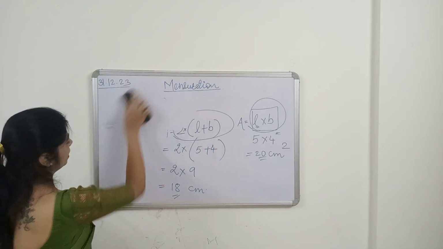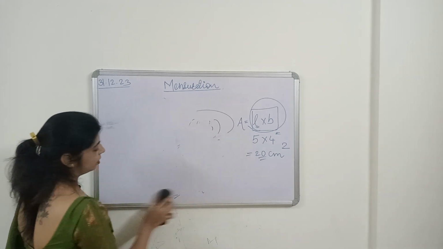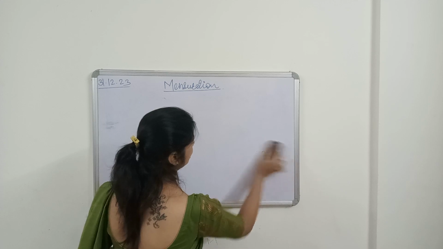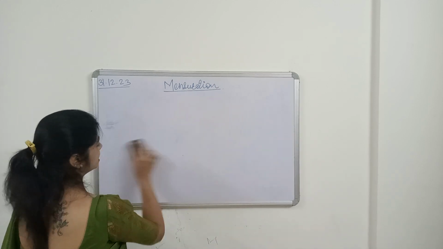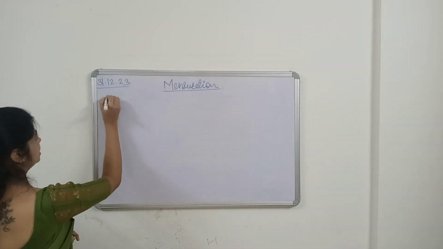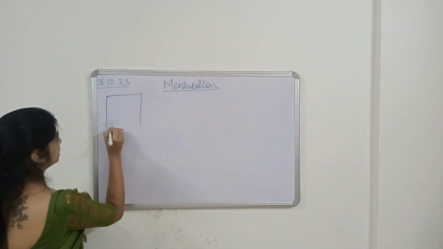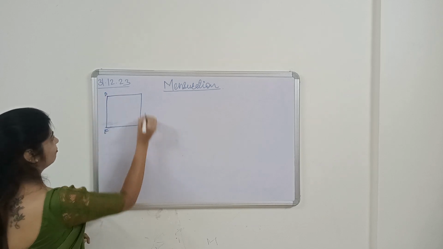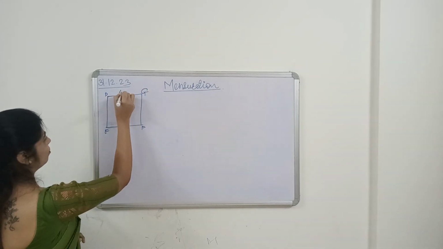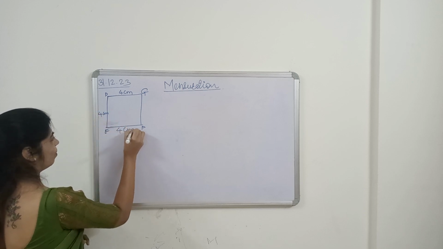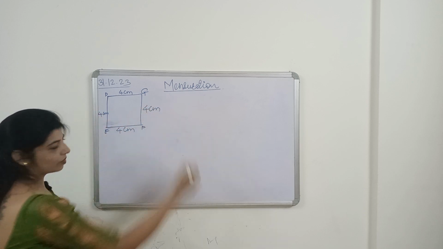Now coming to the next one, it is the square. Square, the name itself indicates that all sides are congruent. It is a geometrical figure which consists of all its sides as congruent. Suppose it is D, E, F, G, and this side is 4 centimeters. Again 4, this again 4, and this also 4.